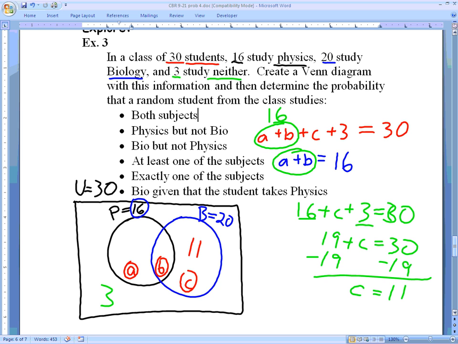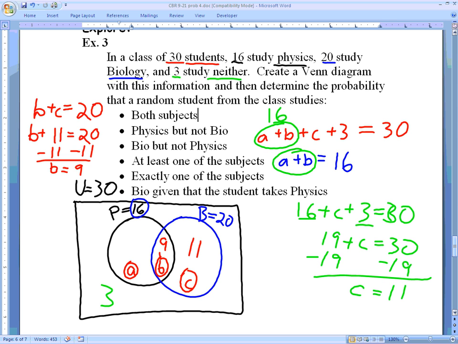study bio. Well, we know the whole set of bio has to add up to 20, and we can see that here. We've got the B and we've got the C. You can write another equation if you'd like. B plus C has to add up to 20, and we already know that C is 11, so you can do that. B plus 11 equals 20. Subtract 11 from both sides, and we get B equals 9. So I know that here.